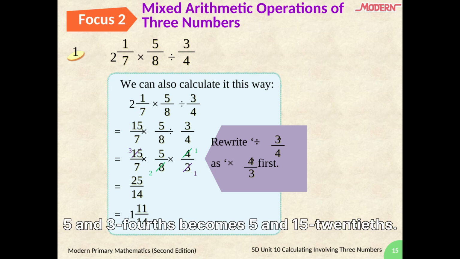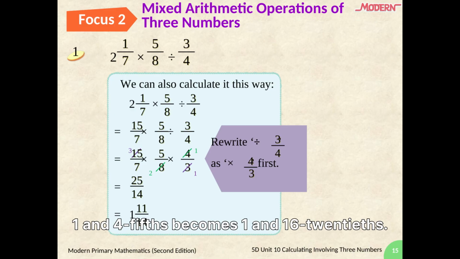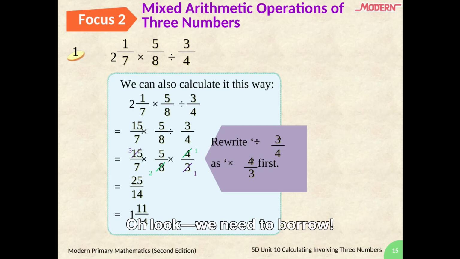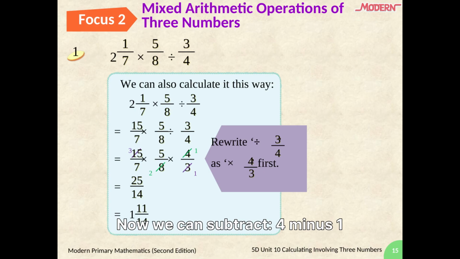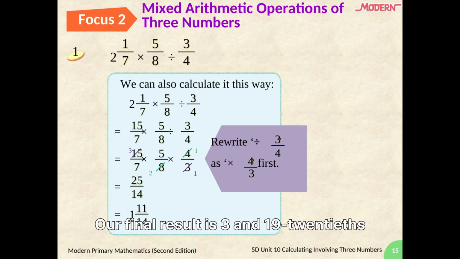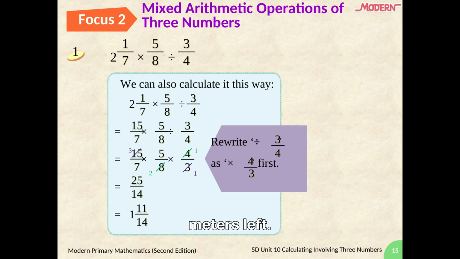5 3/4 becomes 5 15/20. 1 4/5 becomes 1 16/20. Oh, look, we need to borrow. 5 15/20 becomes 4 35/20. Now we can subtract. 4 minus 1 is 3, and 35 minus 16 is 19. Our final result is 3 19/20 meters left.